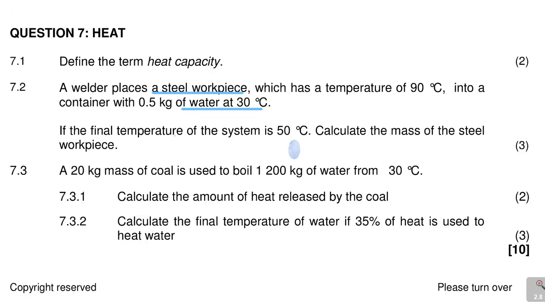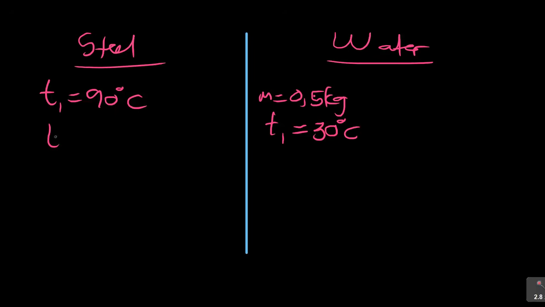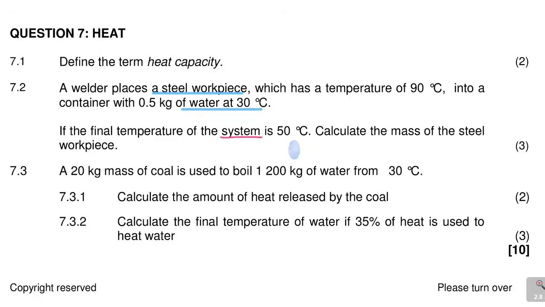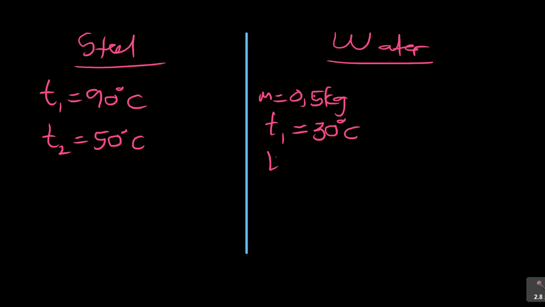It says if the final temperature of the system is 50 degrees Celsius, calculate the mass of the steel. Now they want the mass of the steel. So T2 is equal to 50 degrees Celsius. And also for the water here, T2 is also equal to 50 degrees Celsius. It's an equilibrium. After some time they have the same temperature. Now the question says calculate the mass of the steel.